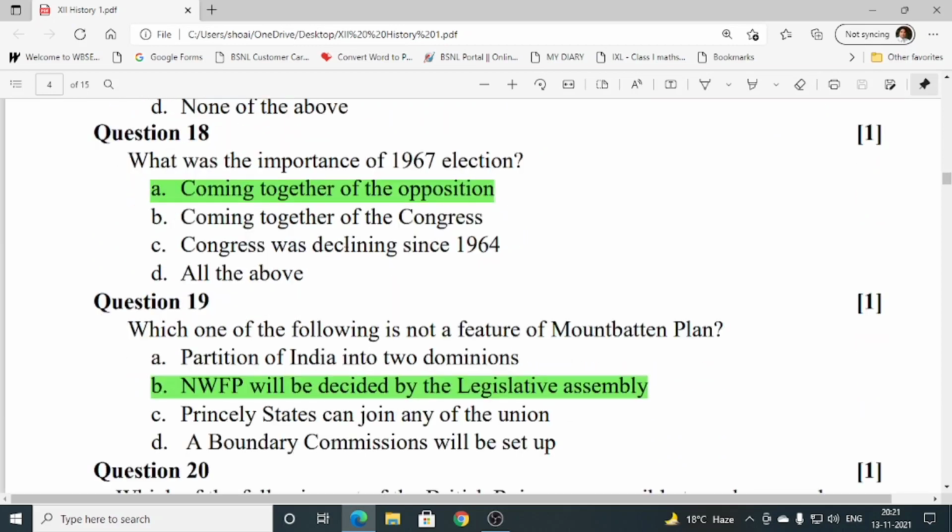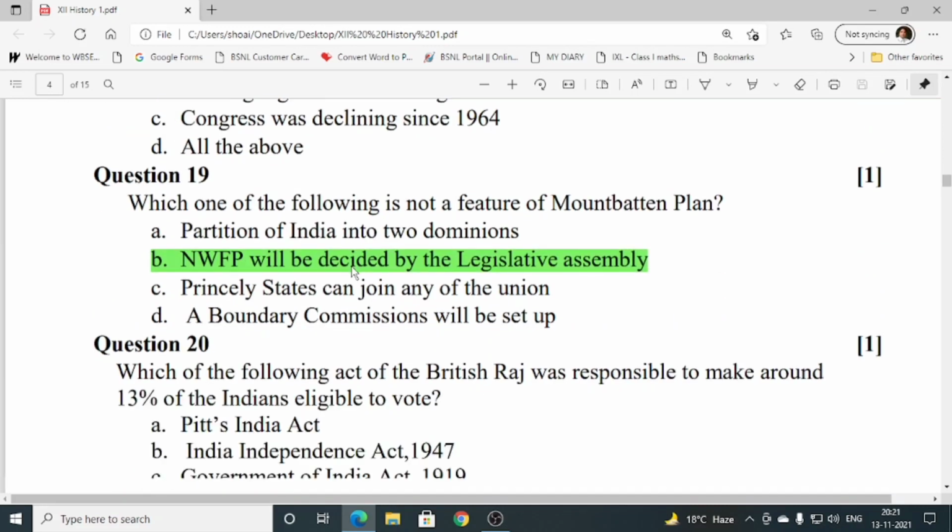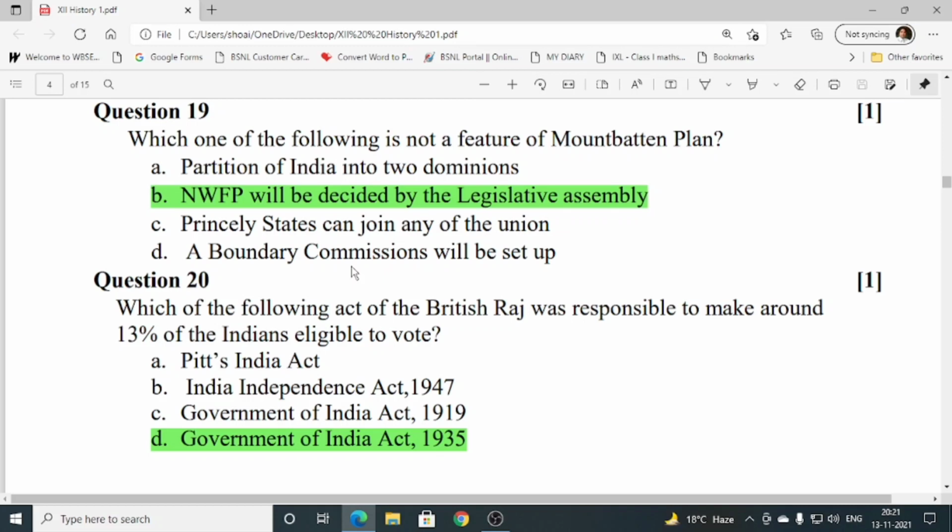Number 18, what was the importance of the 1967 election? So A, coming together of opposition. Now number 19, which one of the following is not a feature of the Mountbatten plan? A is also a feature, C is also a feature, D is also a feature. So B, Northwest Frontier Province will be decided by legislative assembly. No. Okay, B is the correct one.